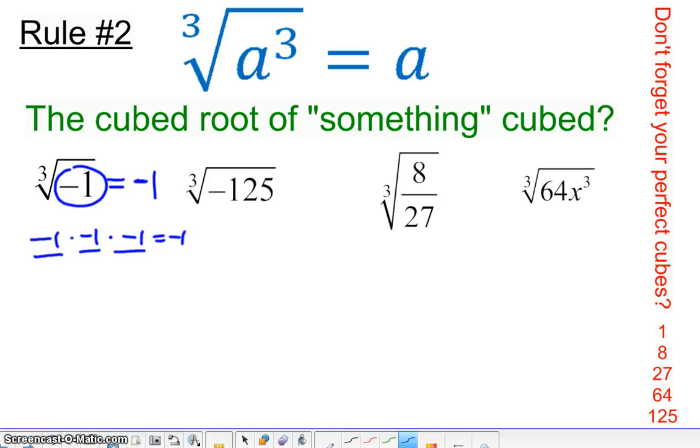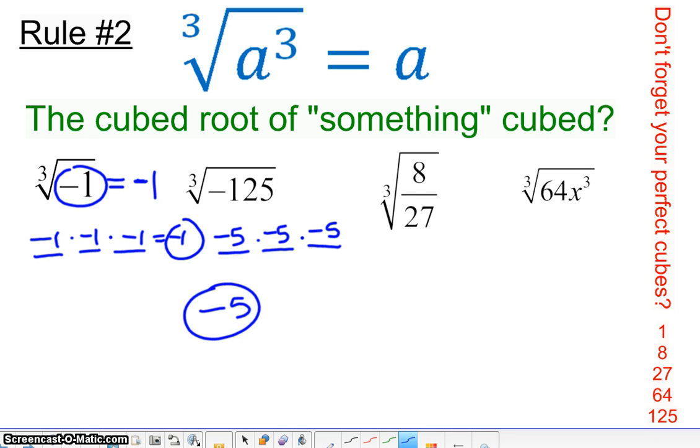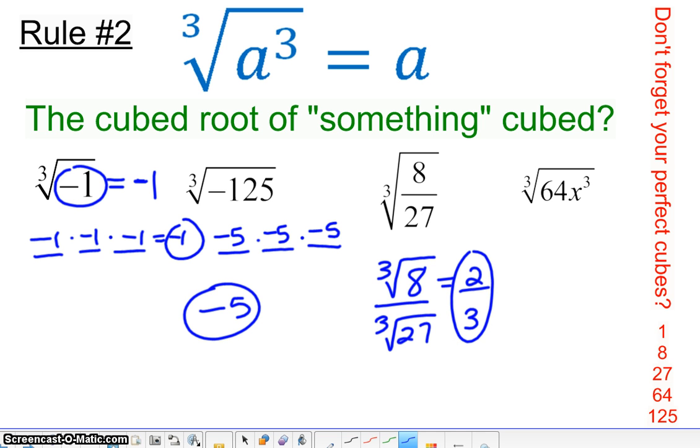The next one is the cube root of the perfect cube -125. And if you're looking at this one, we've got to think of what multiplies 3 times to give you 125. And that's going to be -5. So then the answer to this would be -5. Okay, just like the previous rule, this you can split up into 2: cube root of 8, cube root of 27, and that's going to be 2 over 3. So you can have that as your answer.